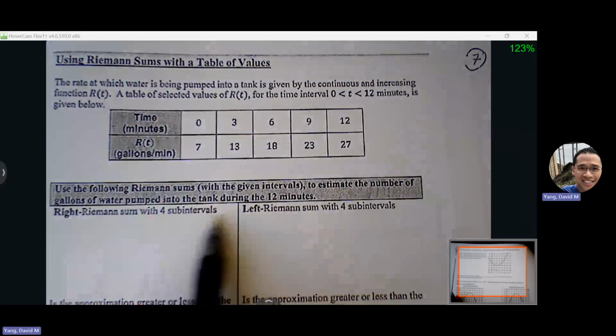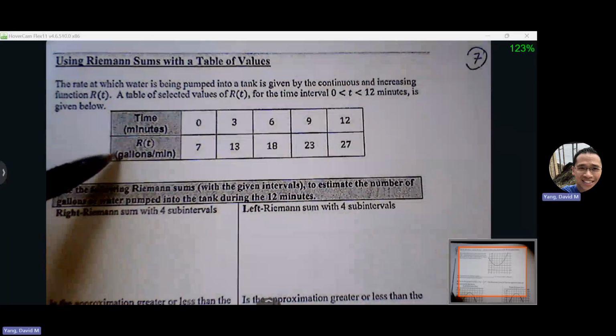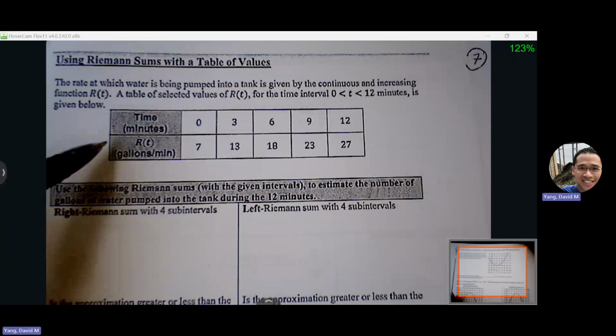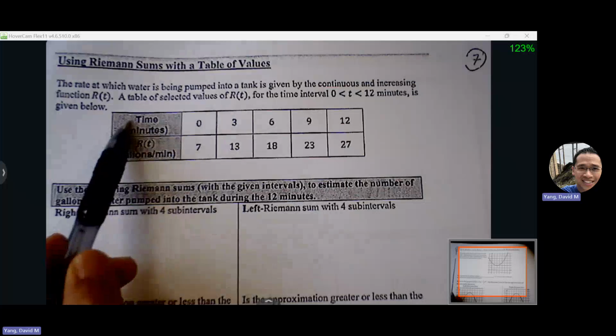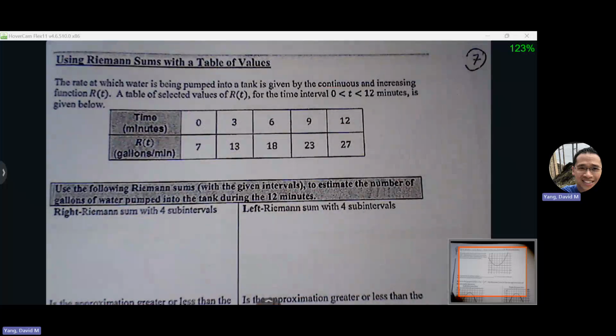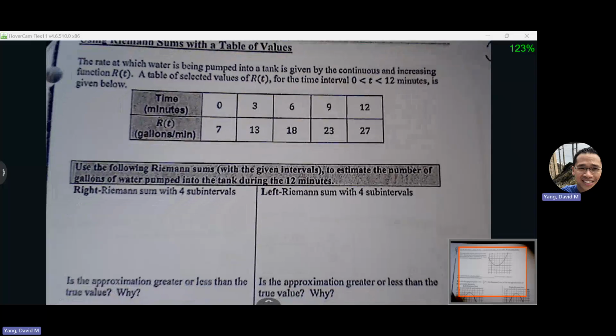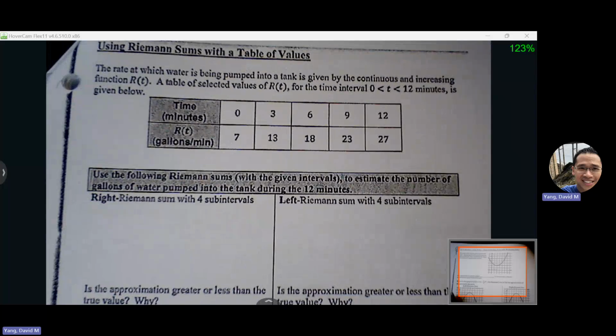So anytime we're involving area, we know our units have to change. If I multiply these two units, what's my new unit going to be? Gallons. So we know that whatever we find, it's always going to be in terms of gallons, because we're multiplying gallons per minute times minutes. And anytime we're doing Riemann sums, it's always area, and area always involves changing the units, multiplying your units together.